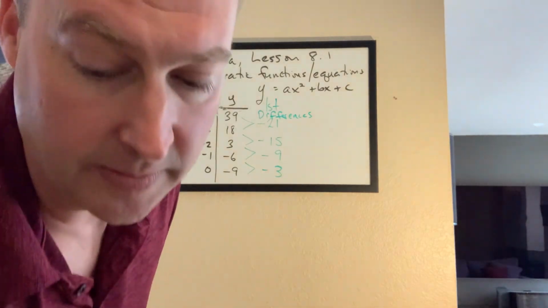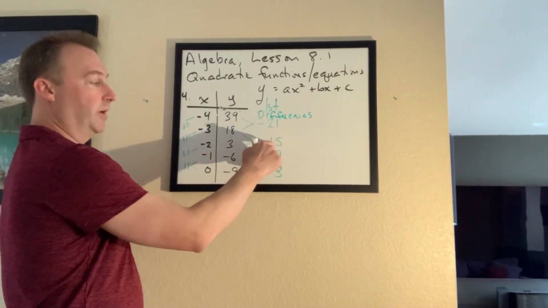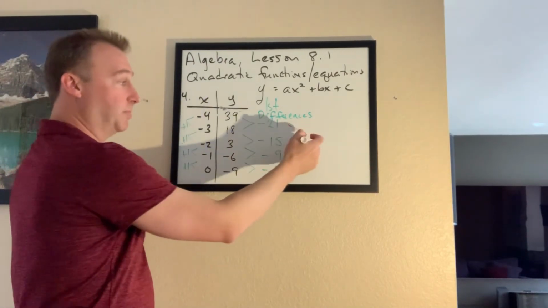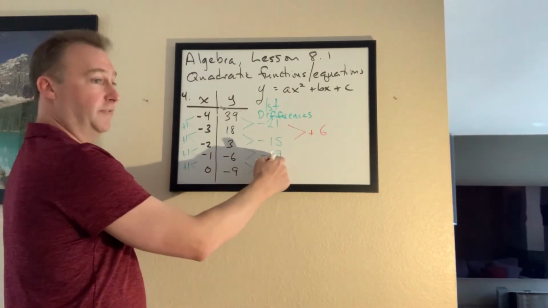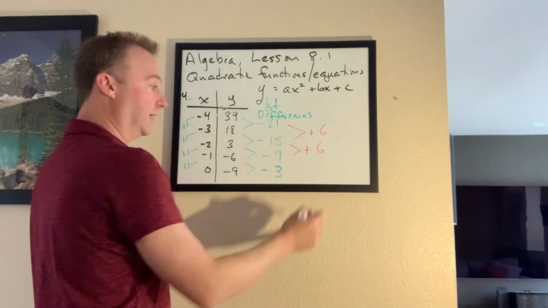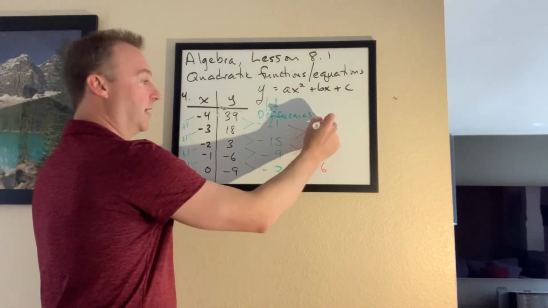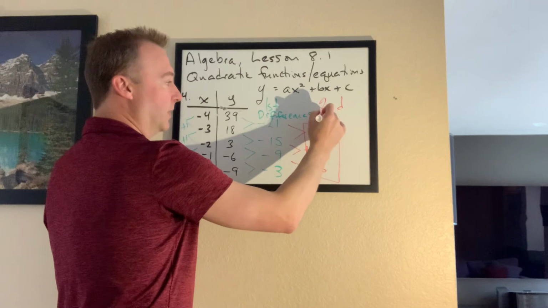So I'm going to switch pens. Let's go red. Going from -21 to -15, what's that difference? That is +6. We're adding 6 to get there. Going from -15 to -9, what are we doing? Again, +6, aha. -9 to -3, +6, aha. Those are called the second differences.